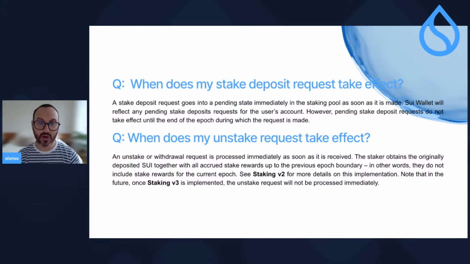In terms of unstaking, that is more immediate. If I unstake right now, I will get the immediate liquidity of my initially deposited staked Sui plus the accrued rewards, except for the current epoch. That, as mentioned, was in the last slide. That will change once we move to Staking V3.